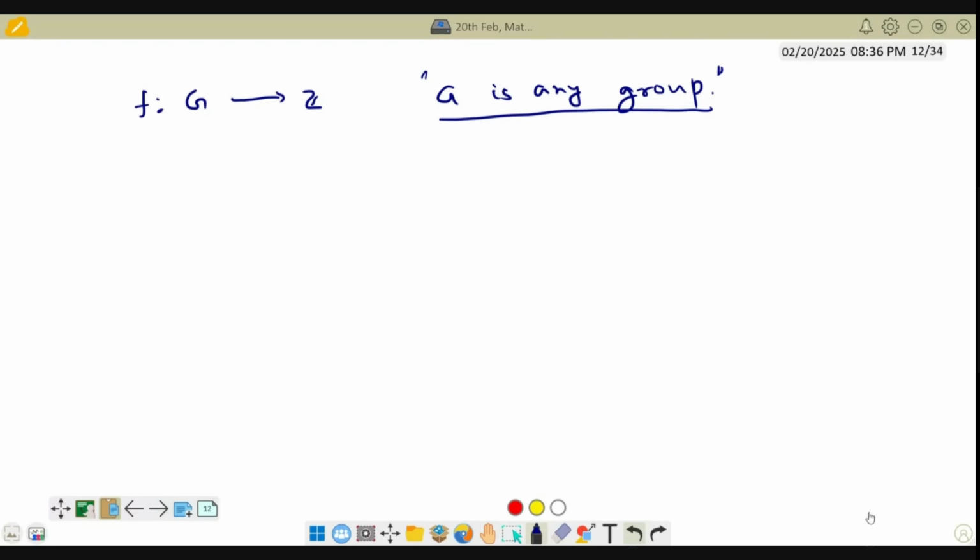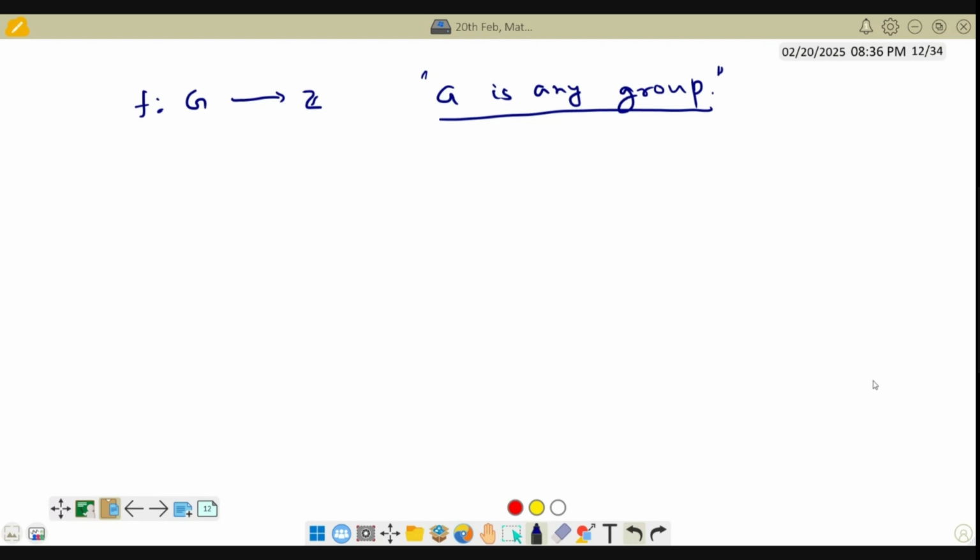How will you approach this? G is any group. Is the question clear? Yeah. If we assign the image of the identity element, that will always give you the trivial homomorphism, right? That will not give you anything non-trivial.